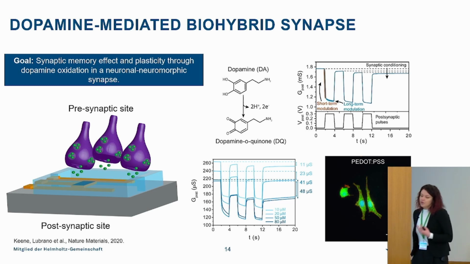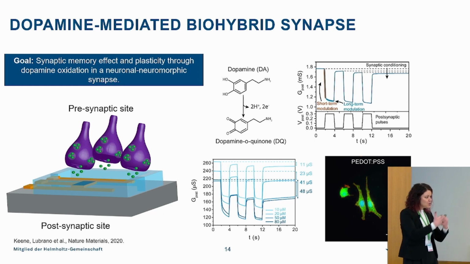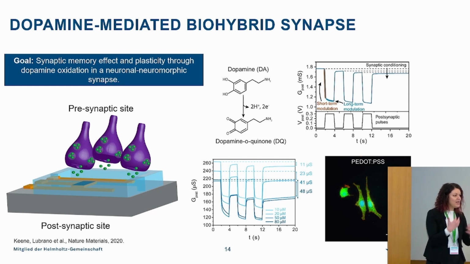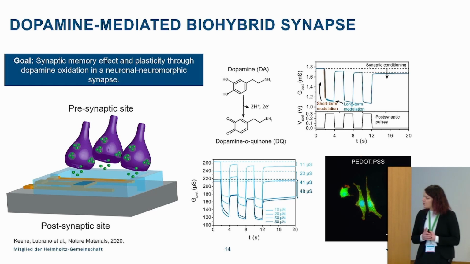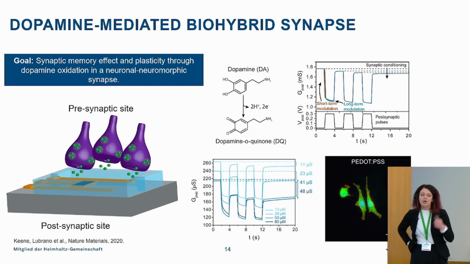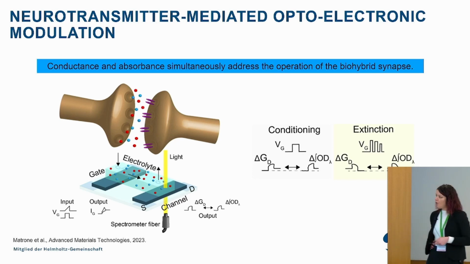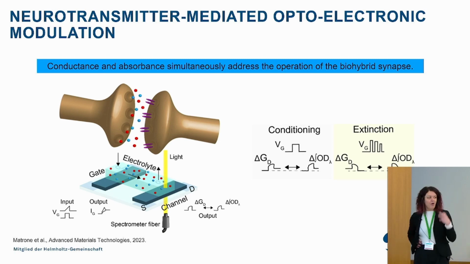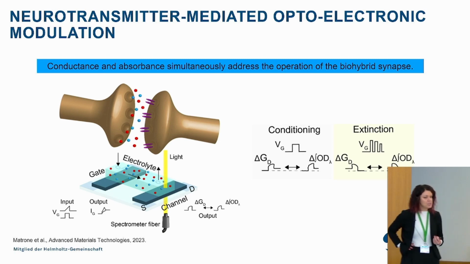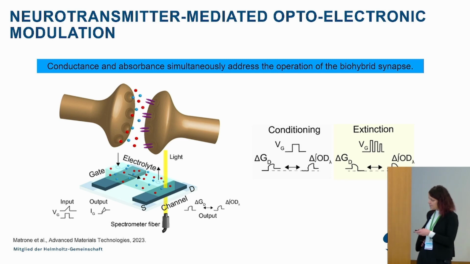Of course, we have not only one neurotransmitter in synapses, so we tried to step by step increase the level of complexity in this biohybrid connection. And so the next step was to add a second neurotransmitter. So in this case, we used both dopamine and serotonin, but we also wanted to exploit the electrochromic properties of PEDOT:PSS. This means that the doping and the de-doping level of this conductive polymer can be monitored both electrically and optically, and also this type of conditioning and extinction process within the electrochemical synapse.